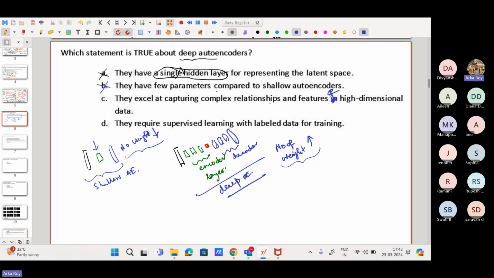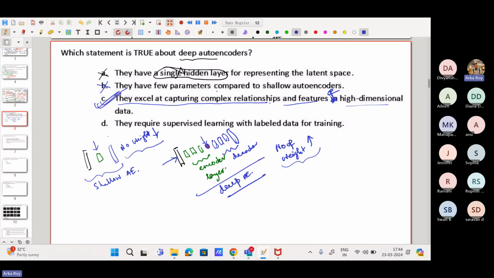This is true, because with an autoencoder you feed high dimensional data as an input, then you encode the whole thing into a lower dimensional latent space, and then you decode it back. Your main target is to get a good representation at the latent space. So they excel at capturing complex relationships. We know that the latent space is used to extract features from the high dimensional data. So option C is the correct option.